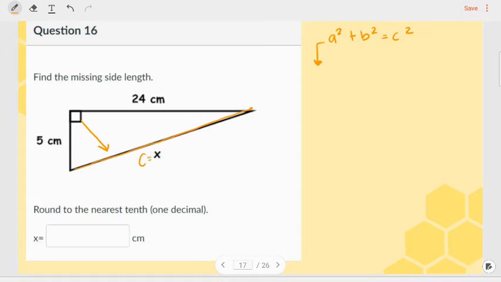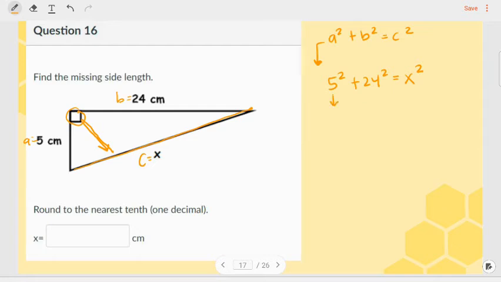So X is C. This is my longest side, and another reason I know it's my longest side is because it is diagonal from this right angle. It is not touching that right angle. So C is my X value. I usually label my shortest side as A and my middle size as B, just for fun. So A squared is now 5 squared, B squared is now 24 squared, and C squared is now X squared.